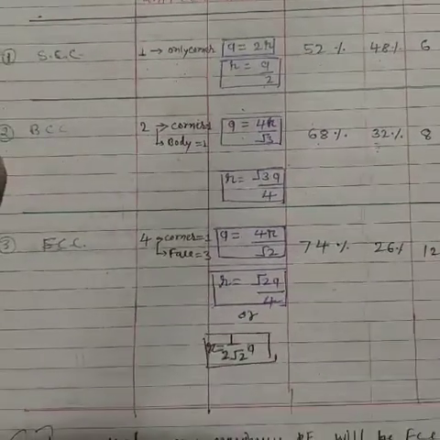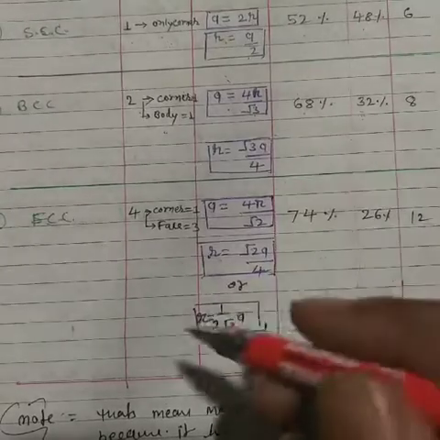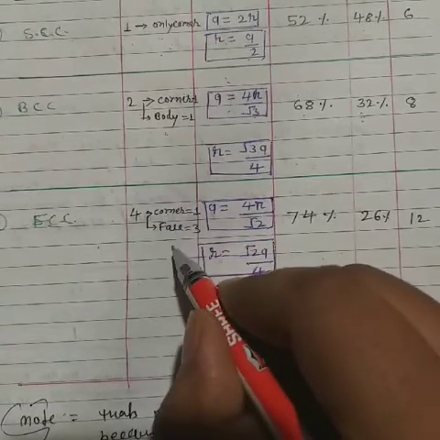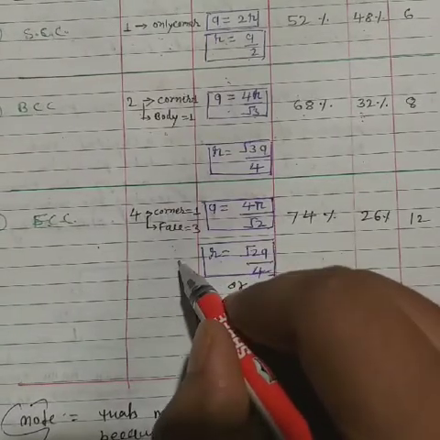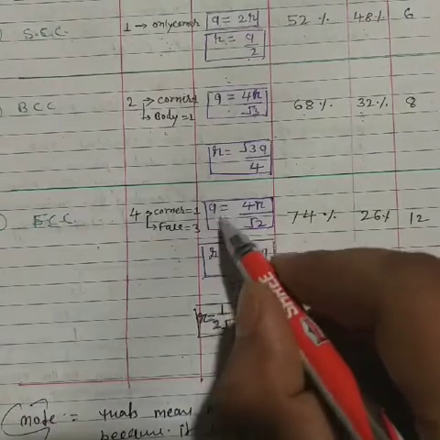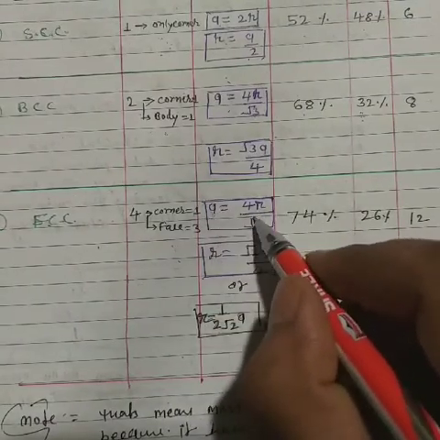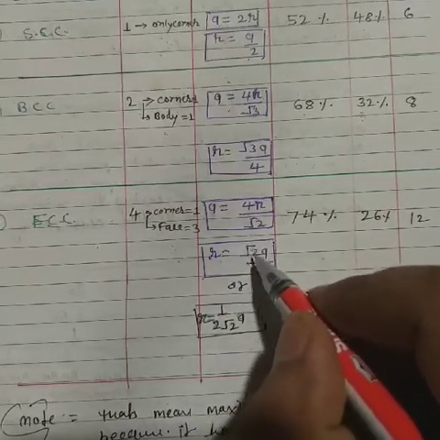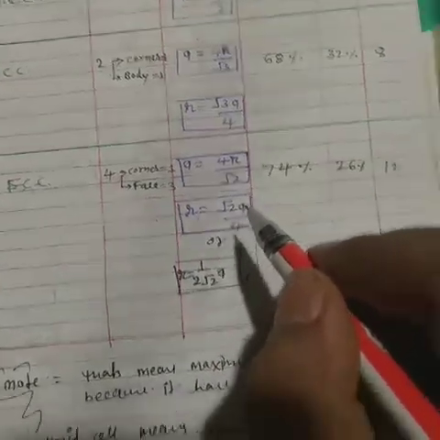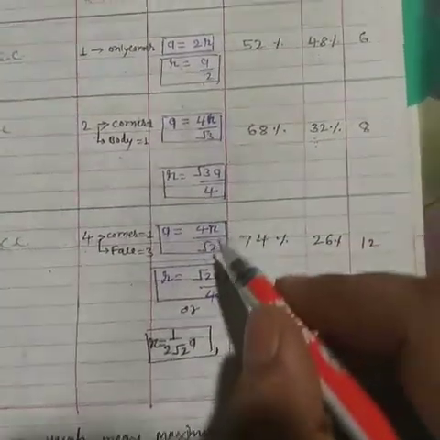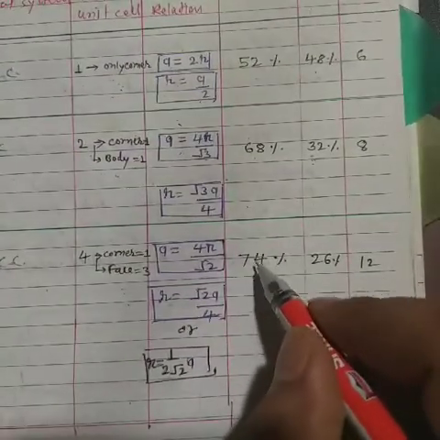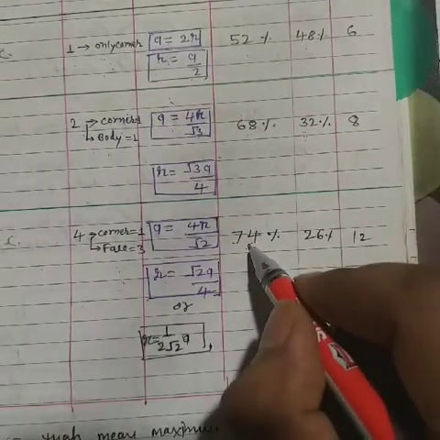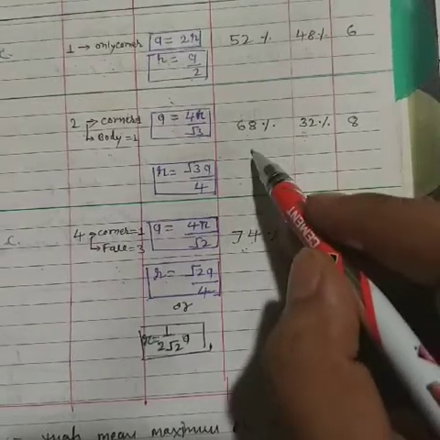And the coordination number is 8. And FCC unit cell rank is 4. Where are the atoms situated? Corners as well as faces. So the edge formula is A equals 4R upon under root 2, and radius formula is R equals under root 2 into A upon 4. And the packing efficiency is 74%, better than BCC and SCC.